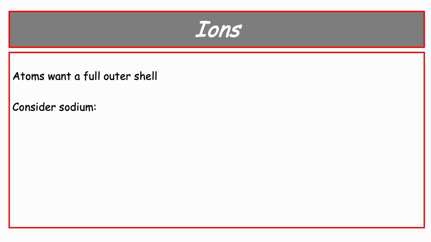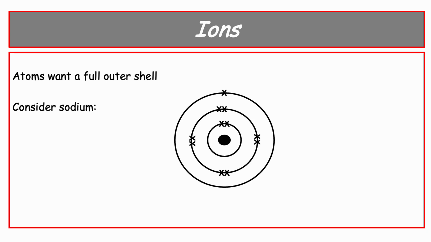Consider sodium. Sodium has 11 electrons. From electron configuration, I know that 2 can fit in the first shell, 8 can fit in the second shell, and if there was 11, 2 plus 8 is 10, so that leaves 1 left over for the third shell. So the electronic configuration of sodium is 2, 8 and 1, drawn as shown on the diagram.